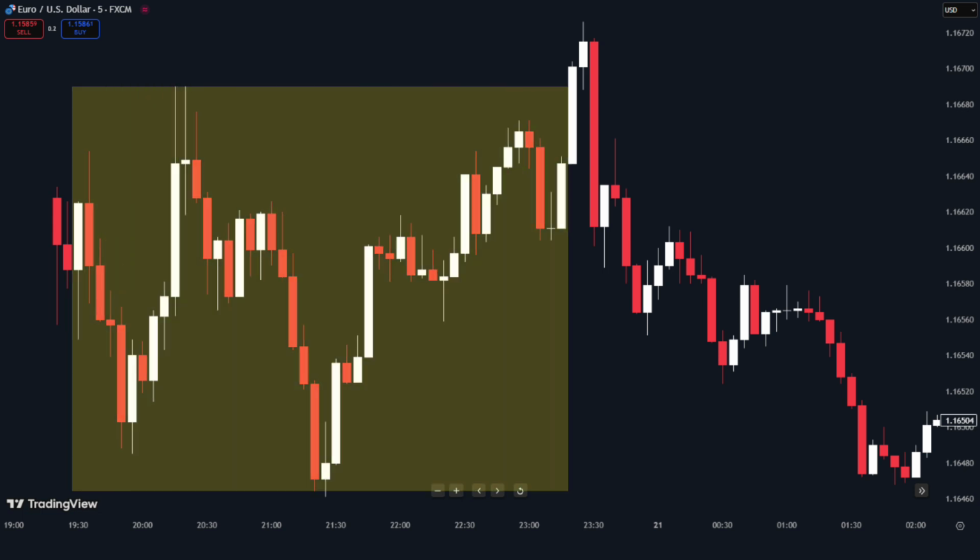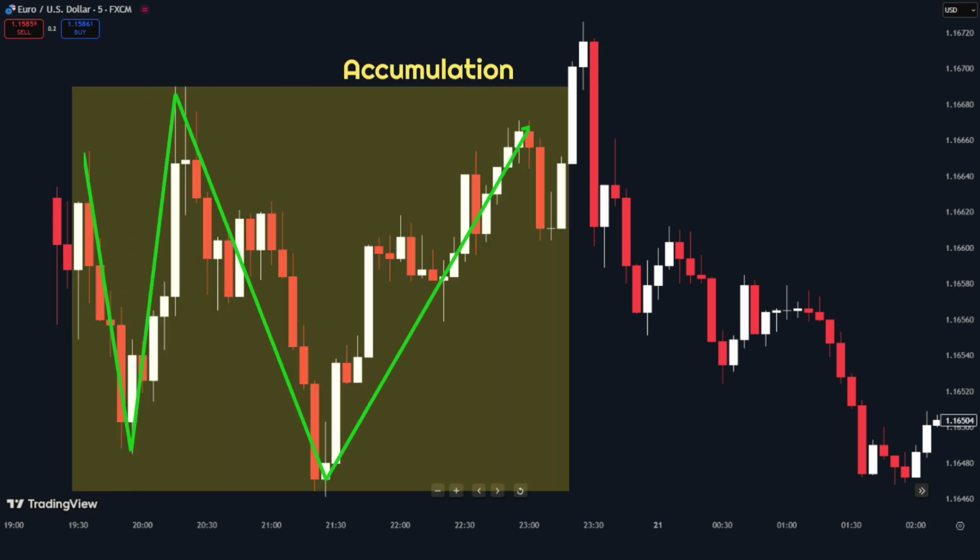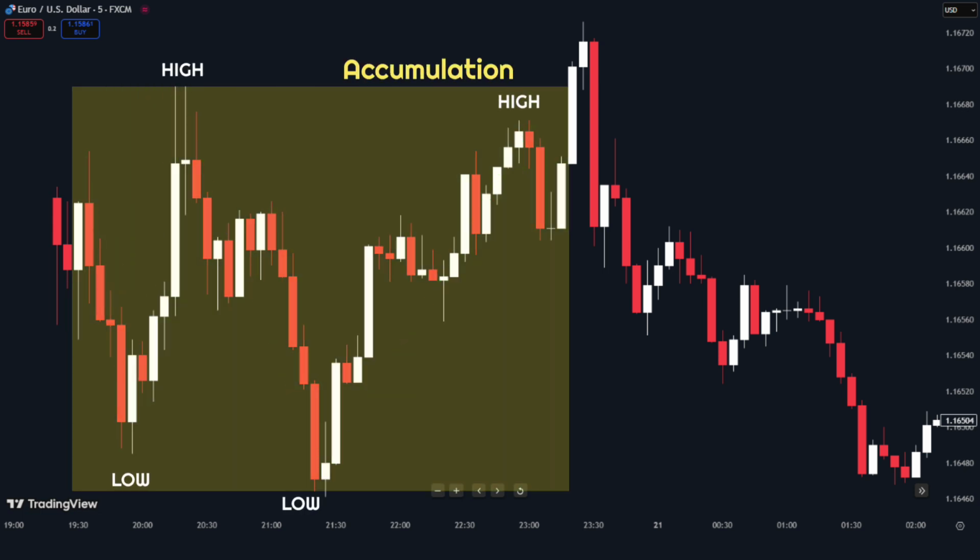In a bearish setup, the market also starts with a consolidation. Equal highs and equal lows build liquidity in a sideways range.